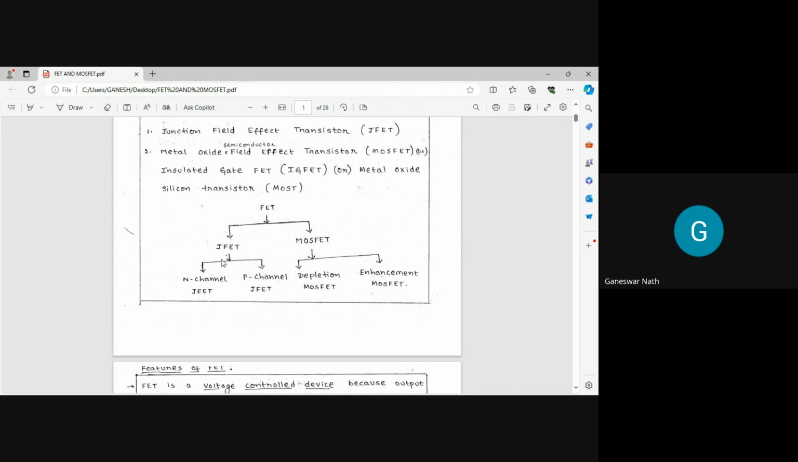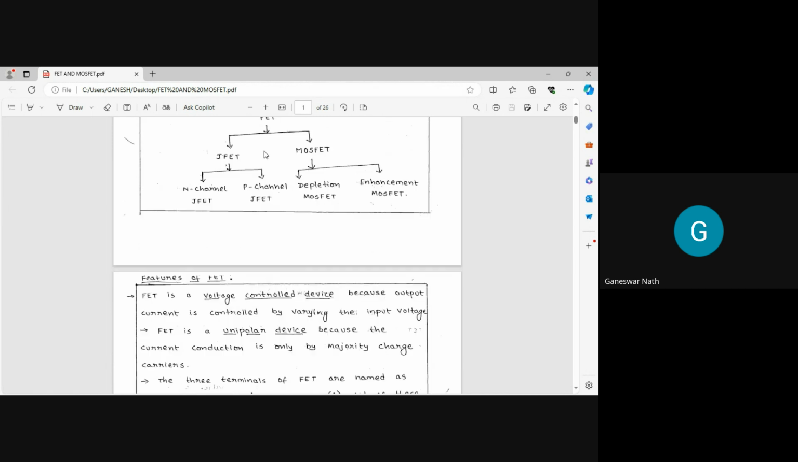So this is the classification of the FET, like JFET and MOSFET. The JFET is further classified as N channel JFET and P channel JFET, and similarly MOSFET is classified into depletion MOSFET and enhancement MOSFET. We will discuss JFET in both N channel and P channel, and in MOSFET, both the depletion and enhancement MOSFET.